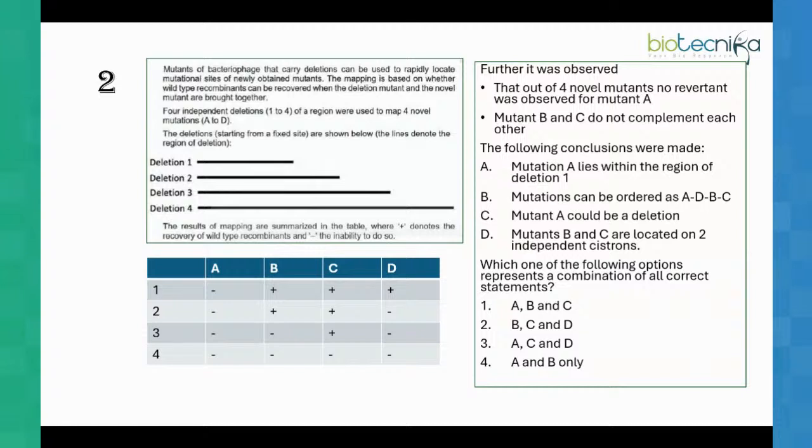Now, this is a type of question again which has been asked multiple times in the CSIR paper. This is a topic which is deletion mapping, and this deletion mapping related question has come 10 years back also, 5 years back also, and in recent times, especially post COVID, the question has come. In fact, this question came in the June 2024 exam. So let's have a look at this question.